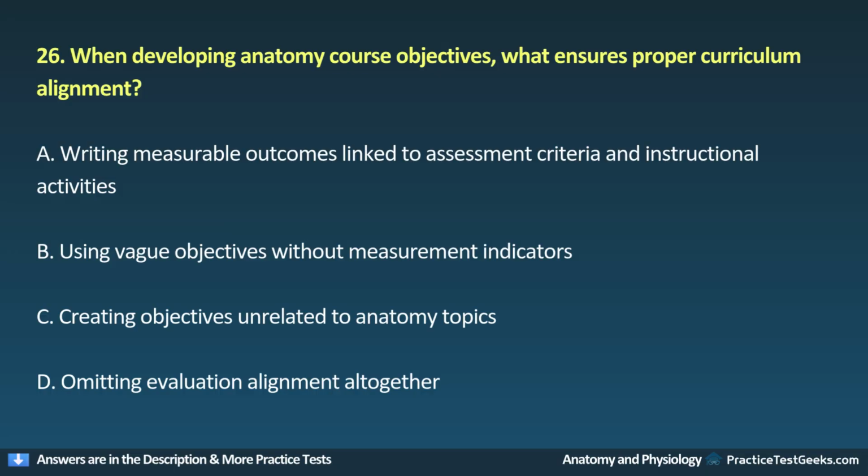26. When developing anatomy course objectives, what ensures proper curriculum alignment? A. Writing measurable outcomes linked to assessment criteria and instructional activities. B. Using vague objectives without measurement indicators. C. Creating objectives unrelated to anatomy topics. D. Omitting evaluation alignment altogether.